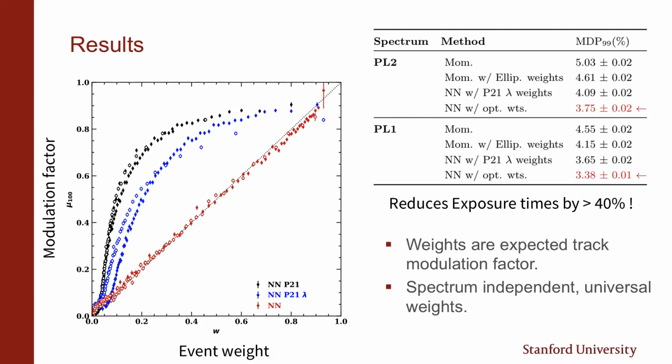And then on the right, this table is showing the minimum detectable polarization for some of the different methods. And this weighted approach with the neural networks that we're using is reducing the minimum detectable polarization from the standard moment analysis by 25%, which ends up being a reduction in exposure times of more than 40%. So this is really an enormous improvement to get from just changing up your data analysis pipeline.